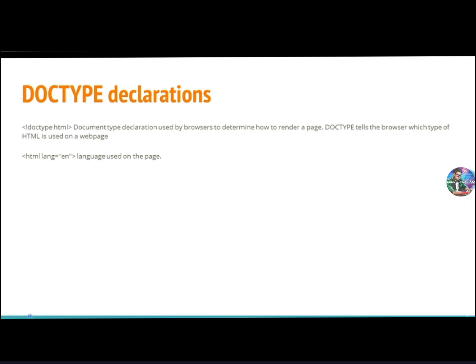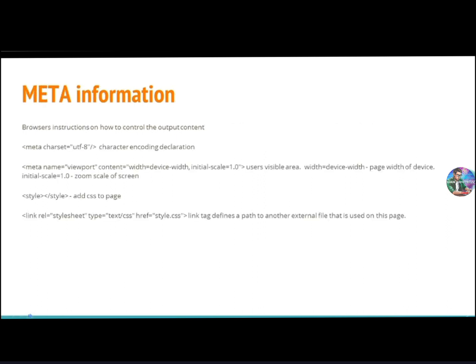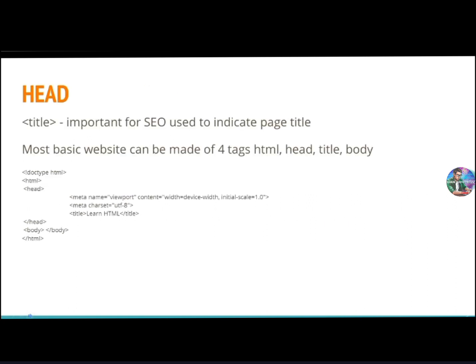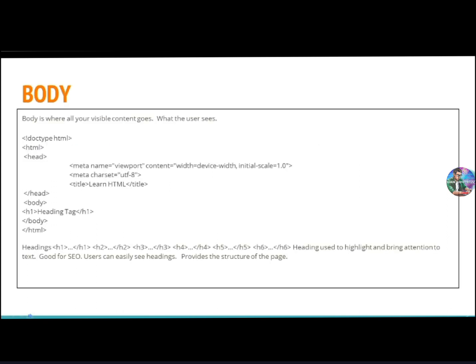We're also going to look at doc type, so what doc type is, how that works, meta information, how you can use meta information to provide additional information about your web page and how that content is output, what's contained within the head of your website, and what type of tags you should include in every basic website. So there's 4 different types of tags. That's the HTML, head, title, and body, which should be included in every single web page. So it's not only just for SEO, although for SEO, title is super important, but it's also good practice to get into.